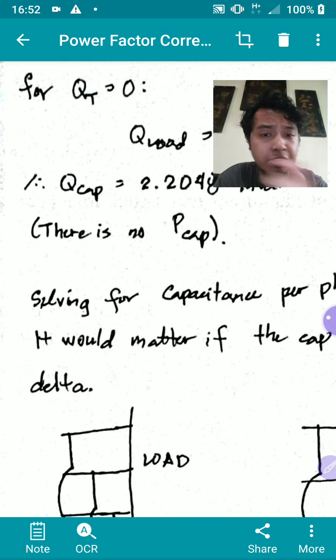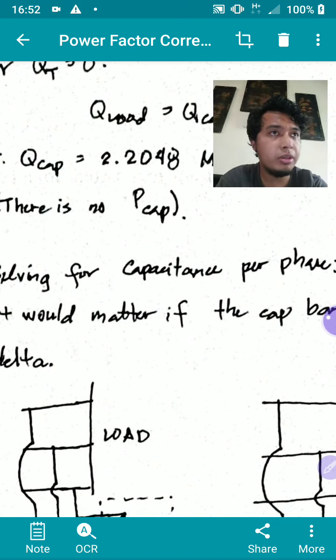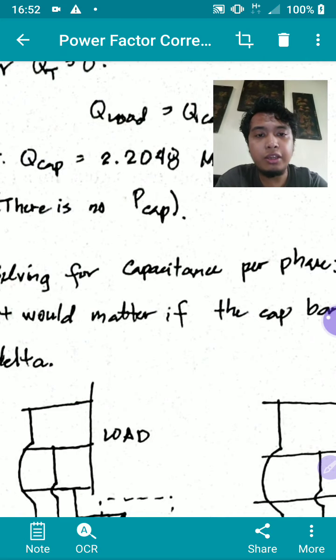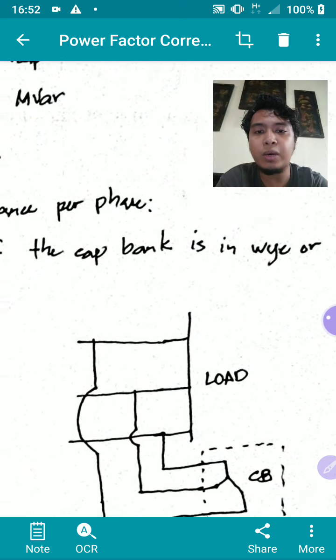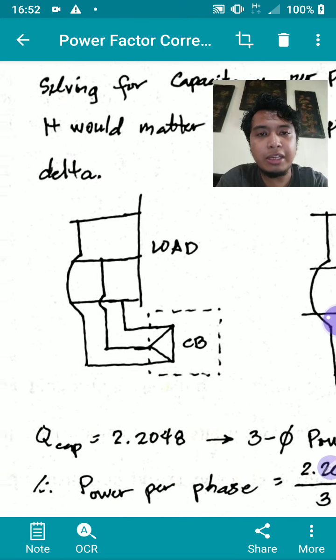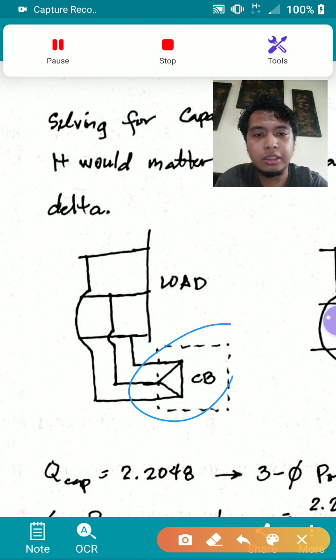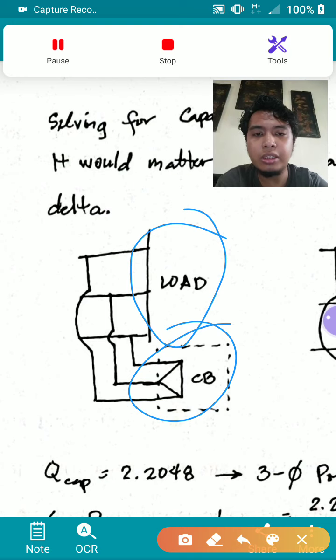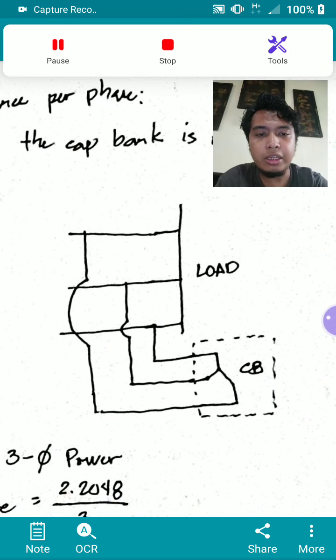Now, how do we solve for the capacitance per phase? Well, since this is a three-phase capacitor bank, we are expecting that we have a capacitor per phase. Now, if you want to solve for the capacitance of each phase, it would actually matter if your capacitor bank is in Y or in delta. This is basically the representation of how you are going to connect your capacitor bank in parallel to the load. This is in delta. This is your capacitor bank in Y, connected in parallel to the load.